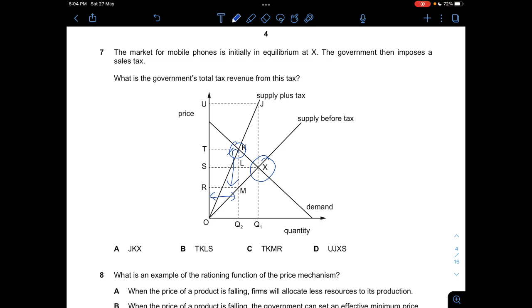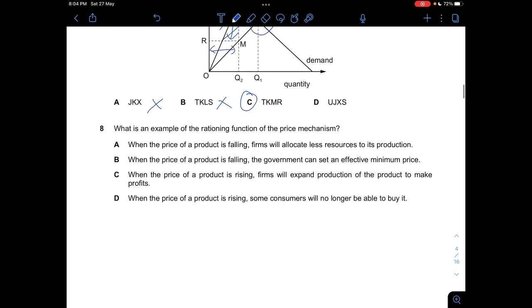So A, it says JKX, which is not correct, because JKX would be something like this. And then B, it says TKLS, which is not correct, because it's only this portion. And then the next one will be TKMR, which is this entire thing, so this is C. Then D says UJXS, which is this entire thing, which is not correct. So answer is C.